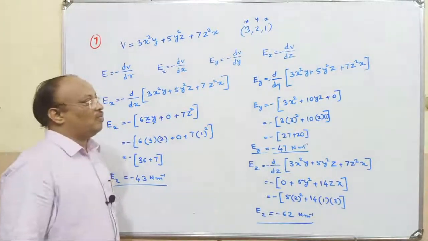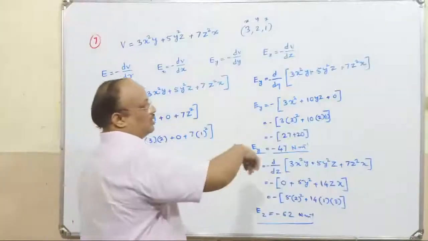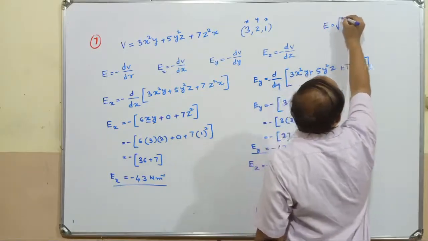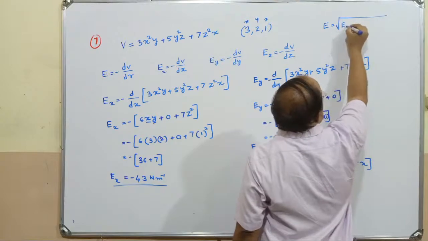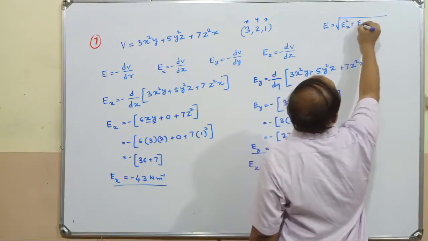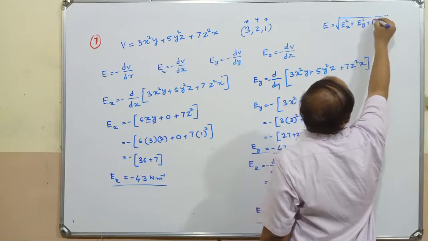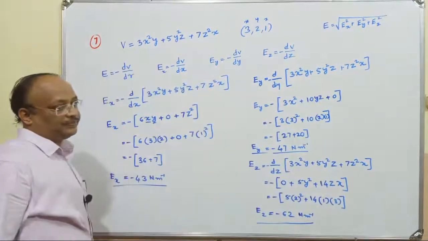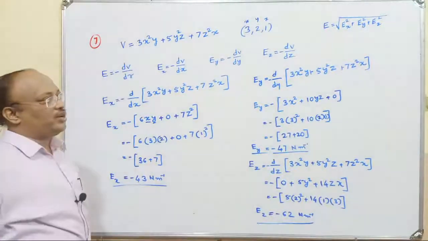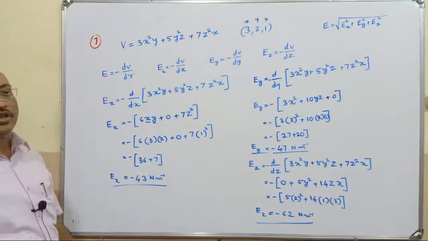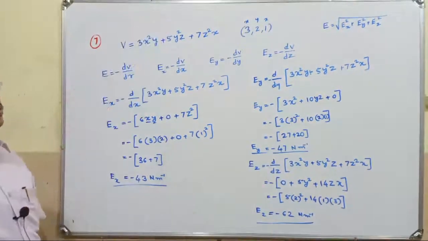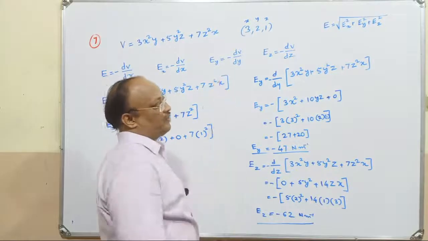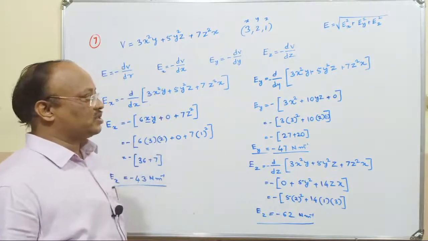So now the resultant E, I'll find out here. Resultant E will be square root of Ex square plus Ey square plus Ez square. So electric field at that point 3, 2, 1 will be the resultant of these components, as they are perpendicular. Square root of Ex square plus Ey square plus Ez square.